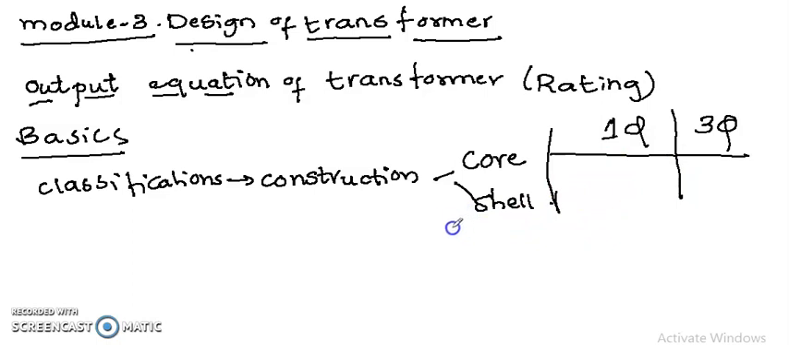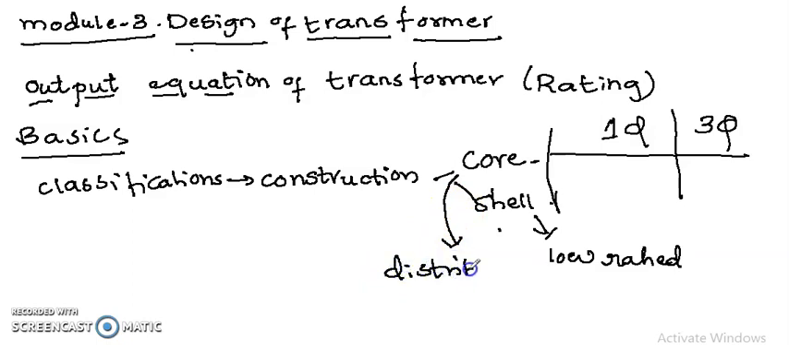But usage is limited here. We have different applications for core and shell type transformers. For a distribution purpose, we have the core type transformer. For a low rated application, shell types are preferred. Core types are preferred for high rated applications, meaning distribution. Nearby your home, if you see the transformer, it is of core type.